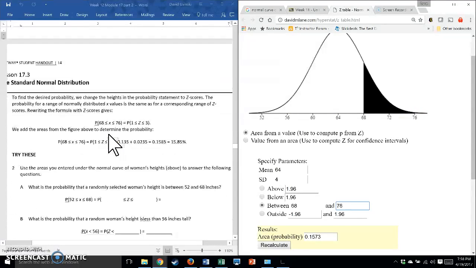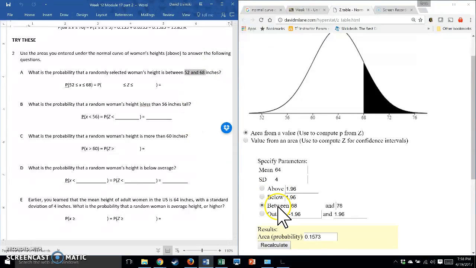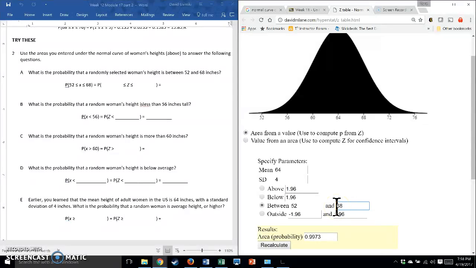Alright, let's take a look at some of the other problems. What's the probability that the height is between 52 and 68 inches? Again, I'm on between. I just have to change these numbers, 52 and 68. Hitting enter, you can see that the probability is 84%. So 84% of the women are between 4'4" and 5'8". All right, so this is 84%.